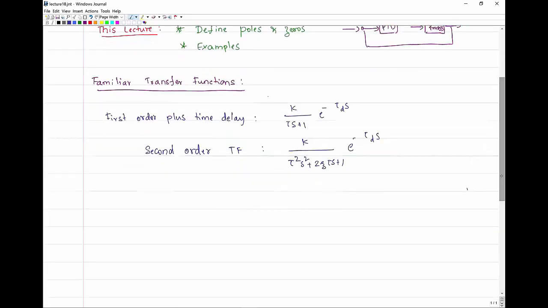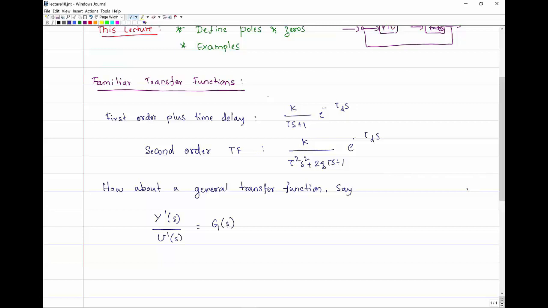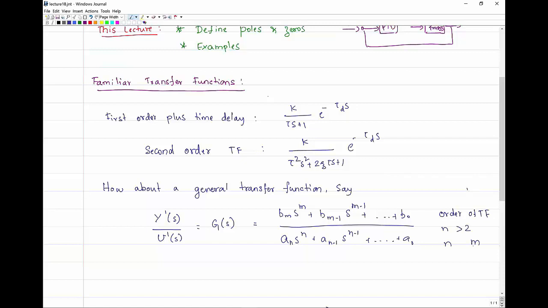Now we want to ask the question, what happens if we have a generic general transfer function? We have already derived the responses of first and second order transfer functions to a variety of inputs. We want to ask the question, is there a way to extend our understanding of first and second order transfer functions to generic transfer functions of any order, of order n greater than 2?